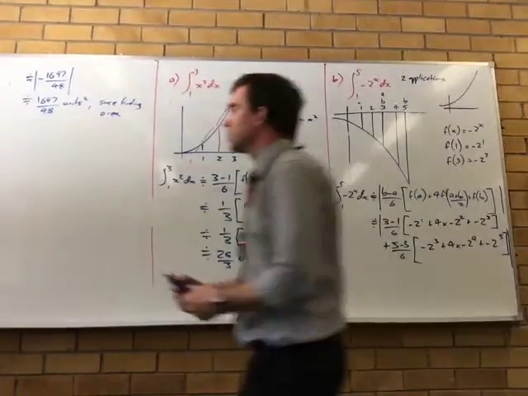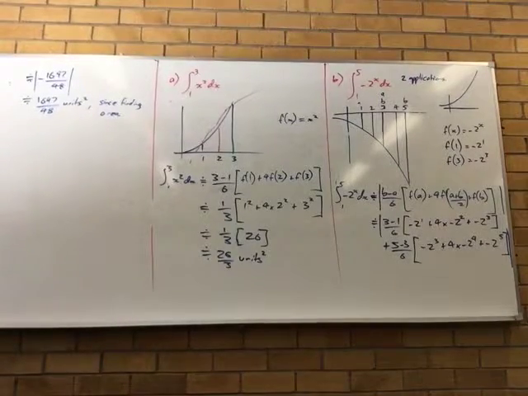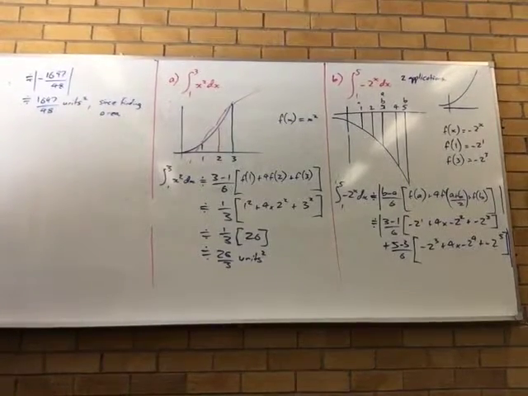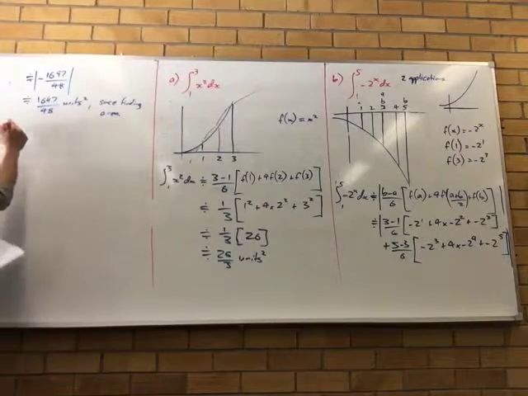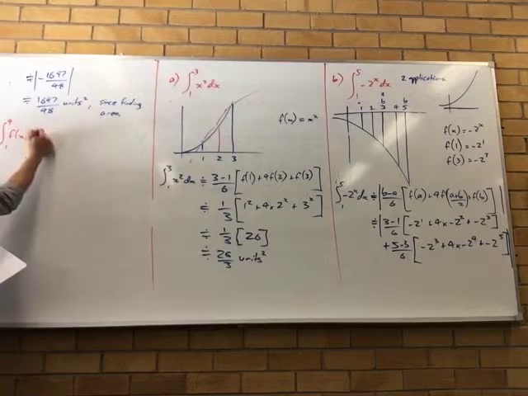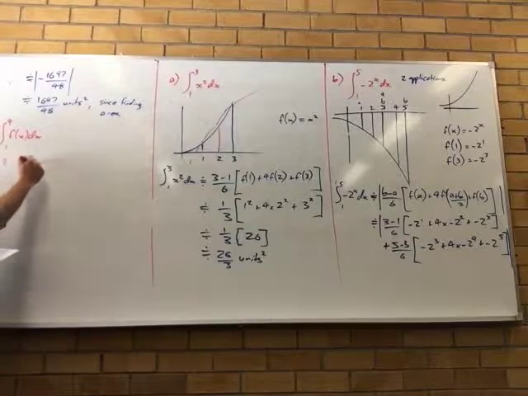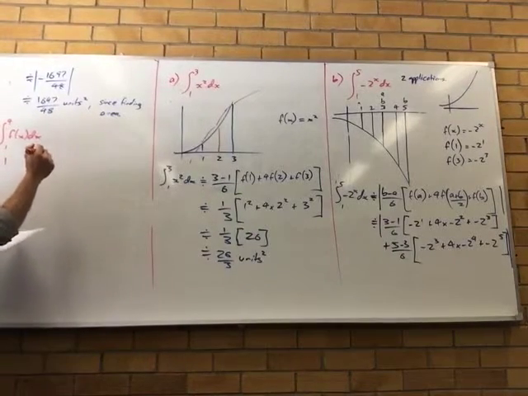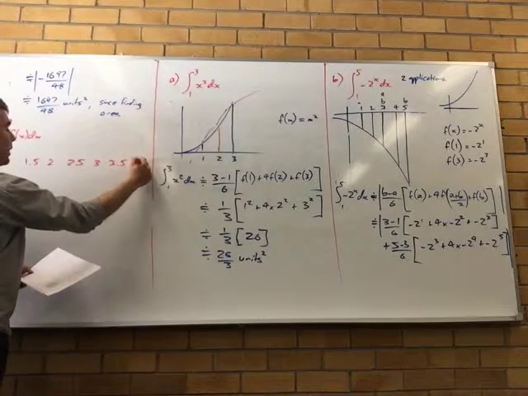Alright, last one for this section. C. Use the values in the table below to find an approximation for the integral from 4 to 1 of f of x dx. So x, f of x: 1, 1.5, 2, 2.5, 3, 3.5 and 4.